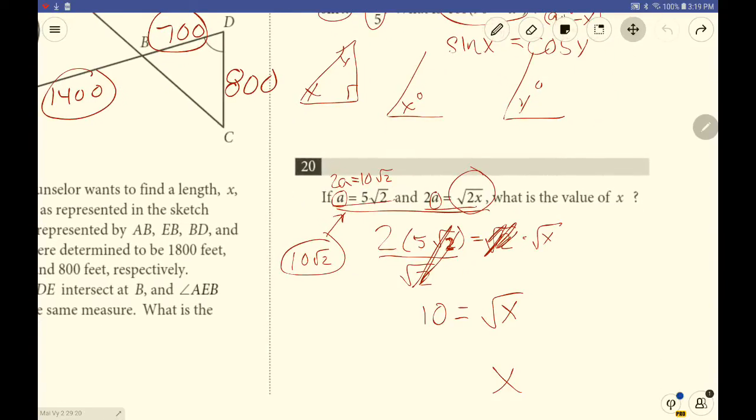Here's solving an equation with radicals. We find out that square root of x equals 10, so x equals 100.